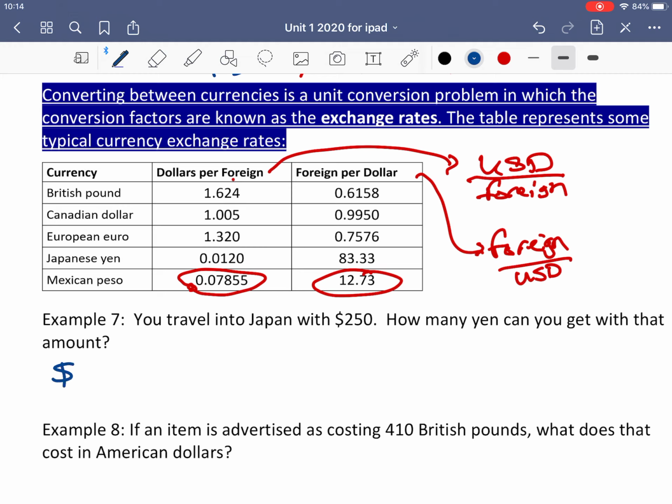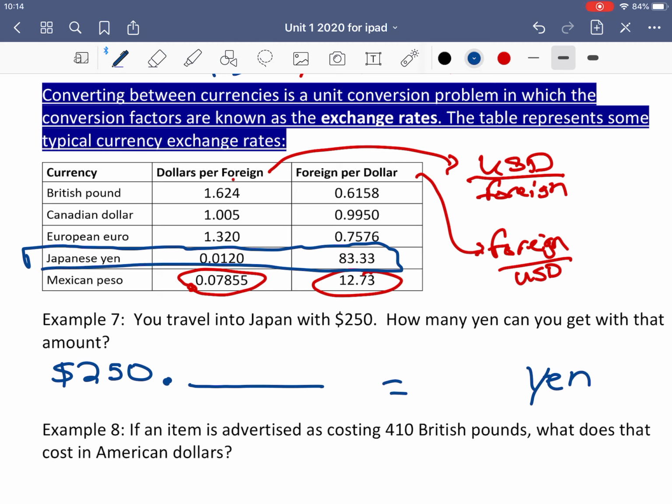So let's work one. You've traveled to Japan with $250. How many yen can you get with that amount? So the starting point is $250. The answer will be in yen. I need a conversion factor. So figuring out which row, I got it. This is my row, right? Figuring out which number, though, is going to be based on what my units are here in this fraction. So $250 is currently in the quote-unquote numerator, so I want to cancel them and put it in the denominator. This is a pleasant problem then, because I want to be left with yen, which means I need it in the numerator. So it's just going to take one conversion factor.